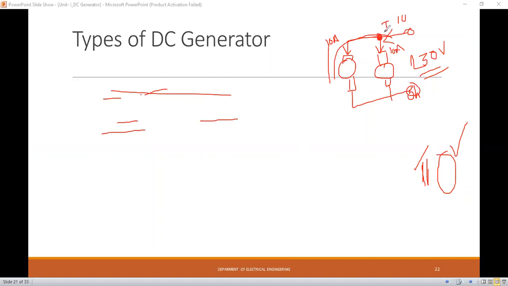Suppose this current is nothing but I. This current is I1. This current is I2. What is the statement related to KCL? Kirchhoff's current law. I think you people know.